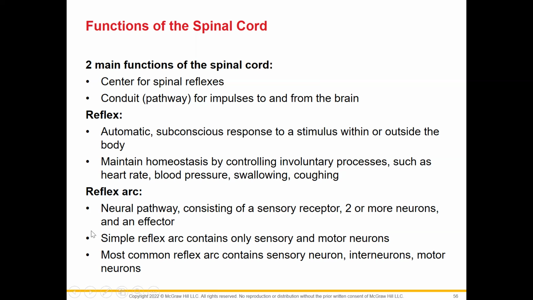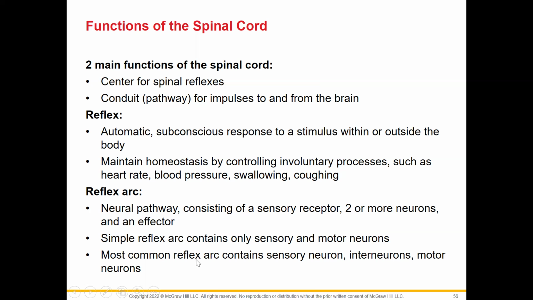A simple reflex arc only contains two structures. It contains a sensory neuron and a motor neuron, and they synapse with one another instead of synapsing with a third or multiple neurons in order for that reflex to occur.